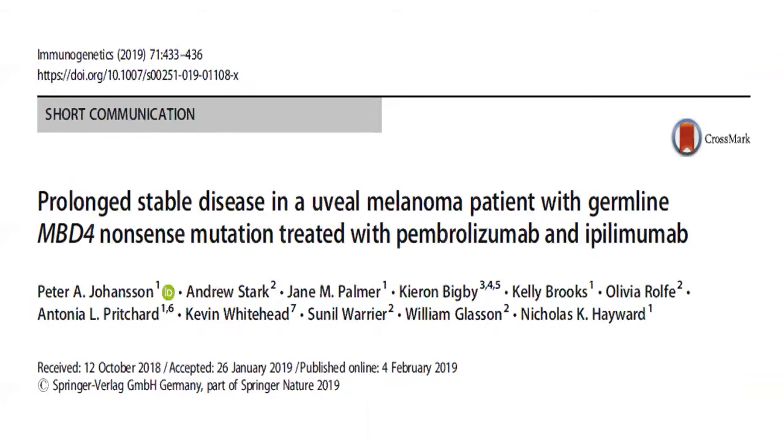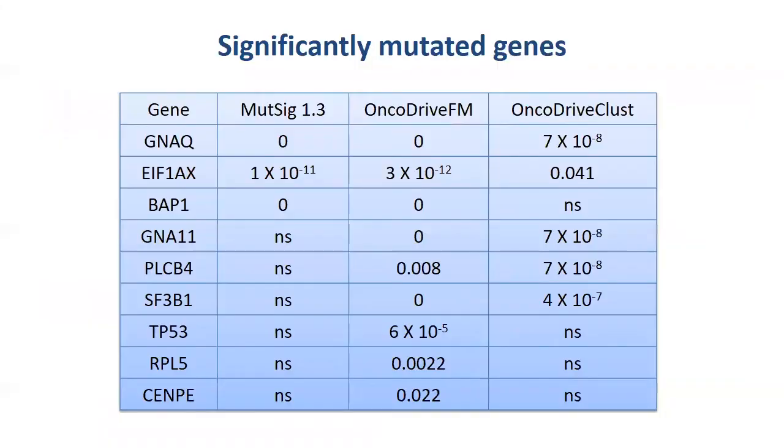The implications of which point to a subset of uveal melanoma patients, i.e. those either with an MBD4 mutation or those with iris tumors, since they all also have high tumor mutation burdens. These subsets of patients likely having good outcomes from treatment with immunotherapy.